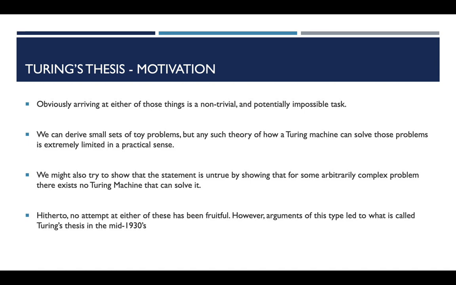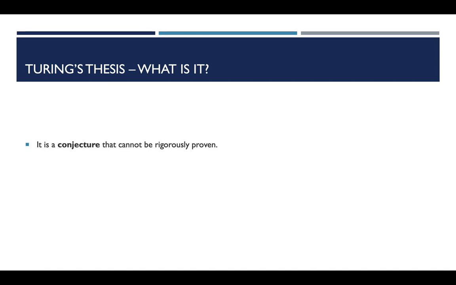So to this point, in either direction, people have tried to beat Turing's thesis to death, and it really hasn't proved to be very fruitful. What has happened is that attempting to go down either of these paths, showing that there is a thing that could be computed by a digital computer that can't be computed by a Turing machine or vice versa, has ultimately led us to what we call the Turing's thesis in the mid-1930s. So what is the Turing's thesis?